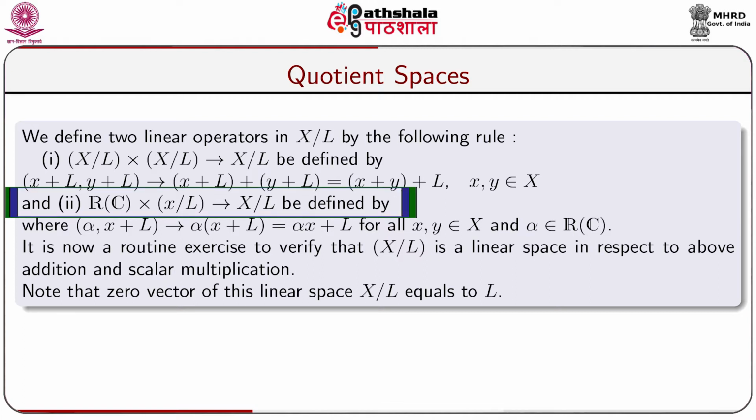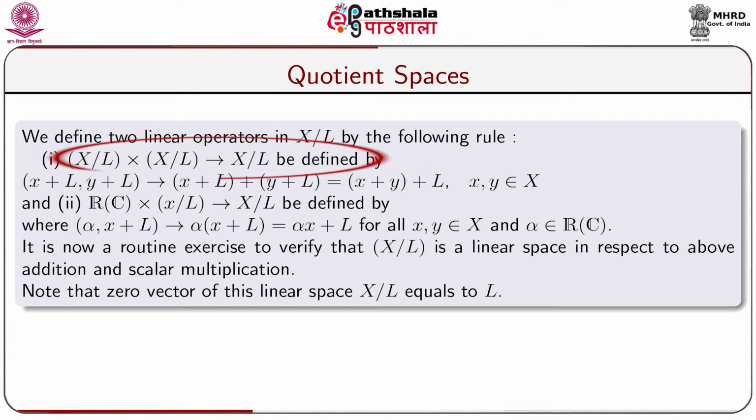And number 2, we can define a mapping R or C cross X by L to X by L, defined by alpha comma x plus L goes to alpha into x plus L, which is equal to alpha x plus L, for all x comma y belonging to capital X and alpha belonging to R or C. As X is a linear space, alpha x belongs to capital X. Thus, X by L cross X by L to X by L is a mapping defined by x plus L comma y plus L goes to x plus y plus L. And we can also define a mapping R or C cross X by L to X by L defined by alpha comma x plus L goes to alpha x plus L.